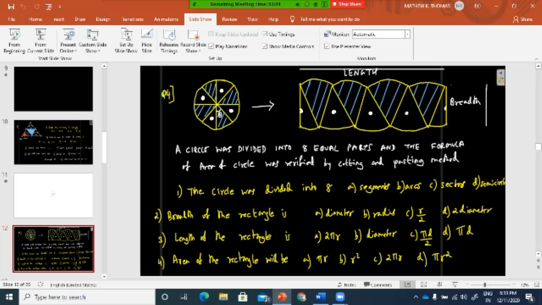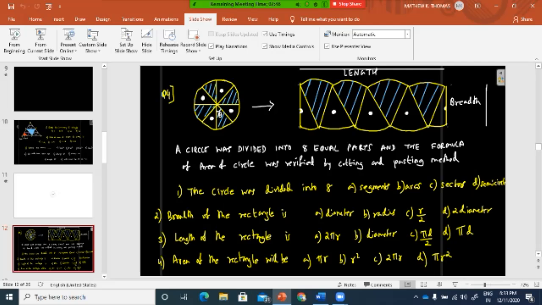Radius, R? Correct. Radius. Because this part of the sector is actually cut and we are pasting here. So this is going to be the radius. So the breadth of the rectangle is actually the radius.